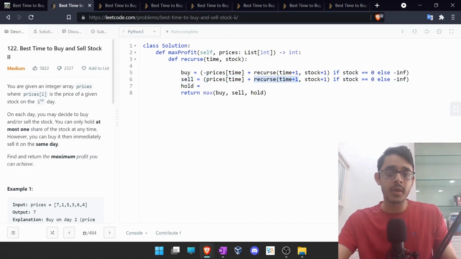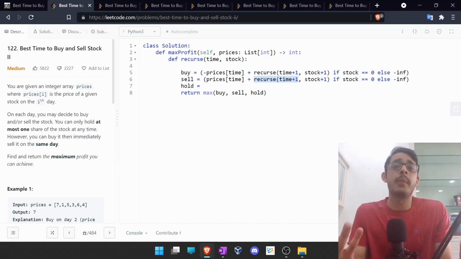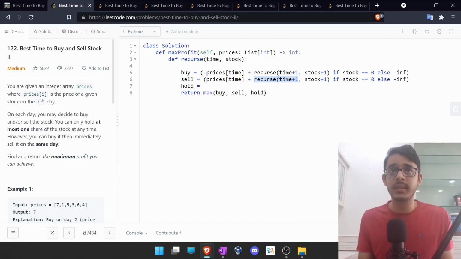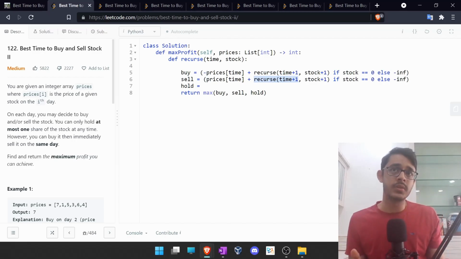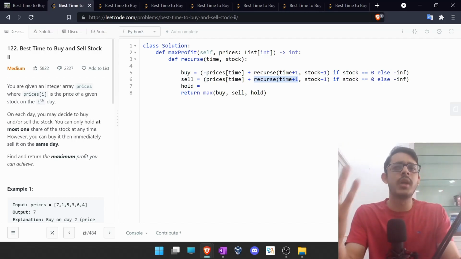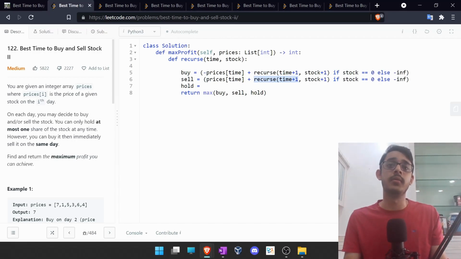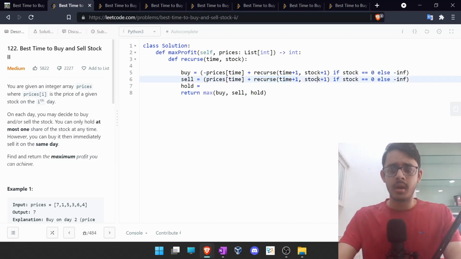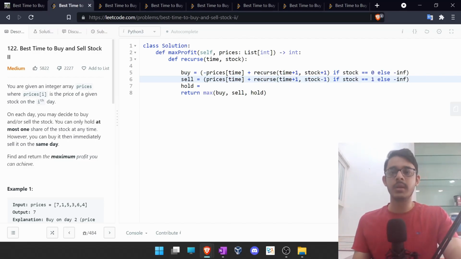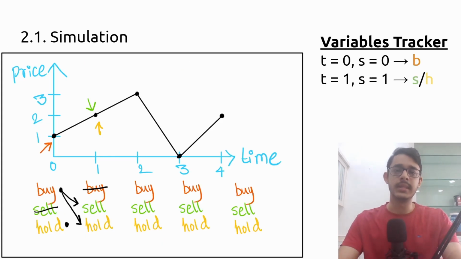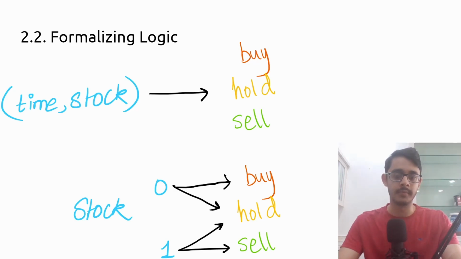You'll say that, okay, I have sold the stock now. What will happen in the future? You took the decision to sell the stock, and now you're asking the question, what will happen in the future if I sell the stock right now? The stock count, instead of being plus 1, will become minus 1 because you've reduced your stocks by 1 since you've sold the stock. And you can only do that if the number of stocks was 1 previously, right? This is the formalization we saw over here.